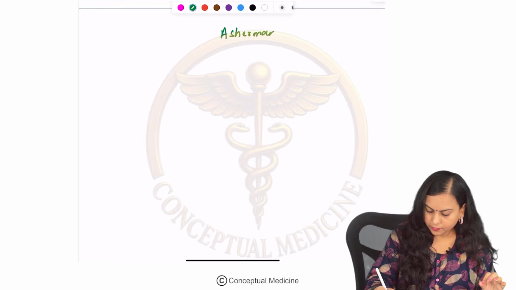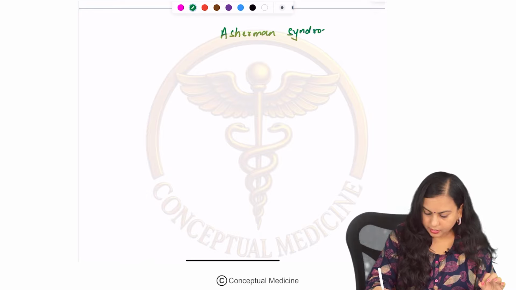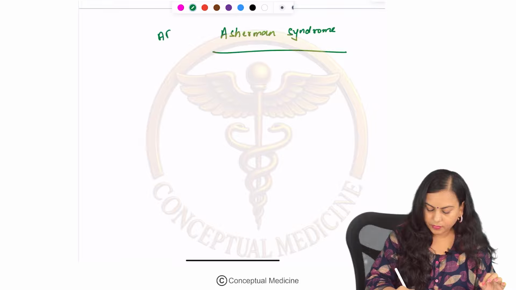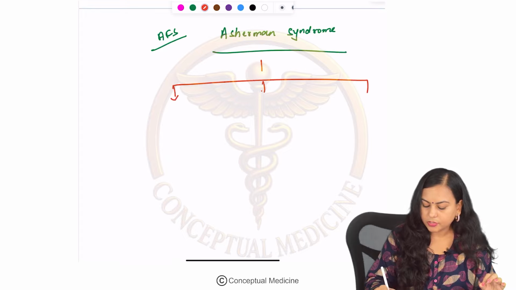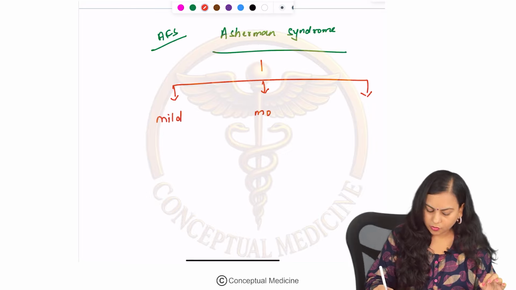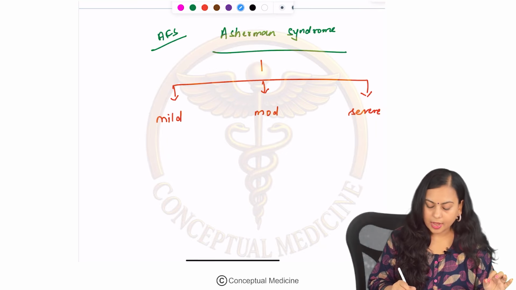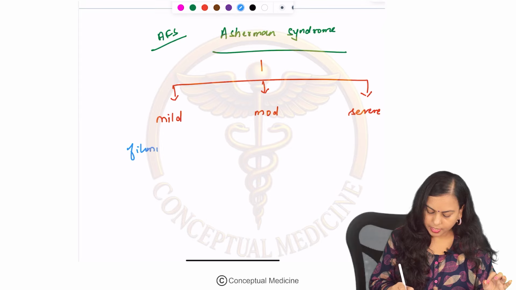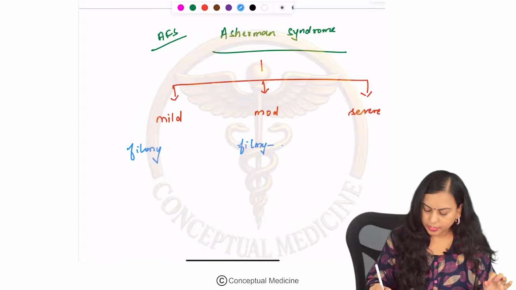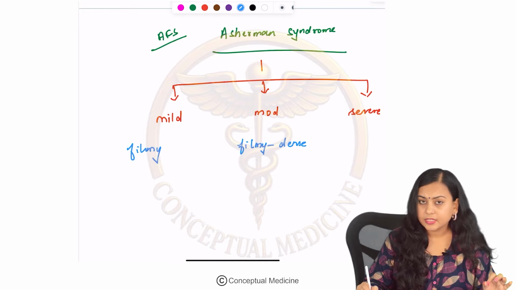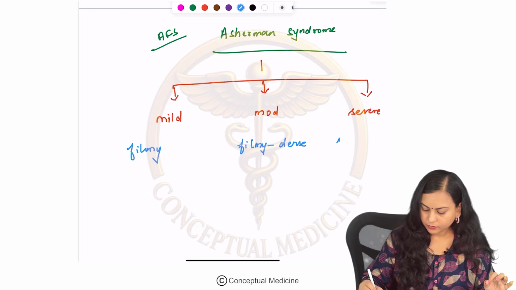You have an AFS classification. Asherman syndrome can be divided into 3 types: mild, moderate and severe. In mild type, you will have filmy adhesions, in moderate type you will have filmy to dense adhesions, and definitely in severe type you will have dense adhesions.